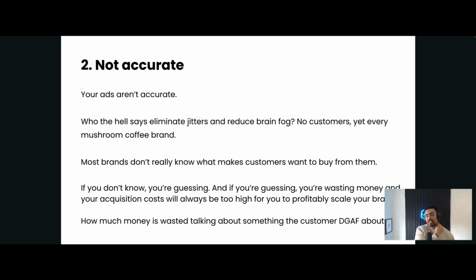And just to put this into perspective, we're working with a protein brand in the UK. When they came to us and we asked them, why do people buy from you? What makes people want to buy your exact protein? They would tell us that the protein is of higher quality, higher concentration, and so it's just the best protein on the market, which was also true, right?